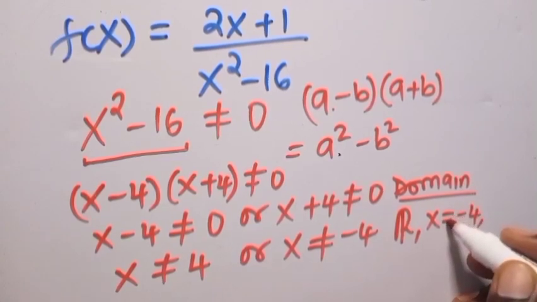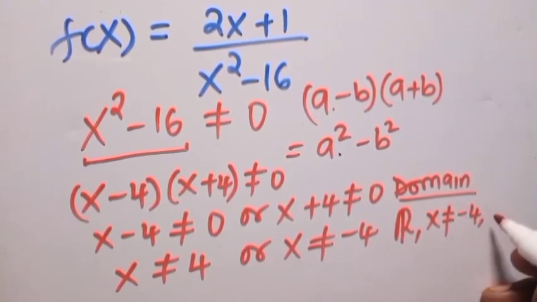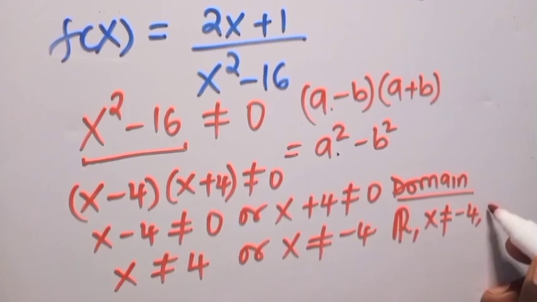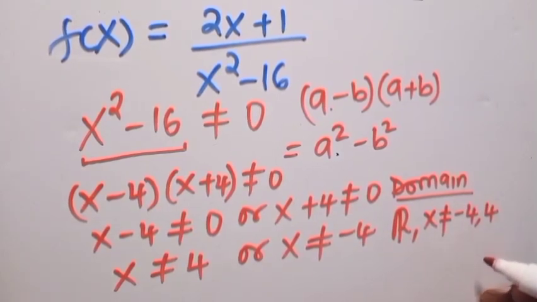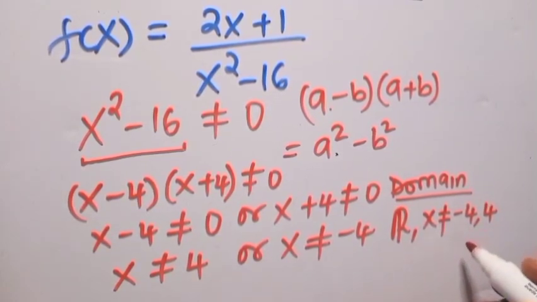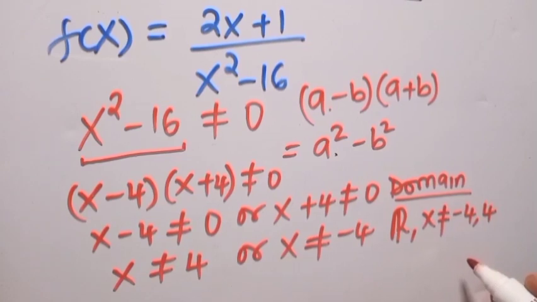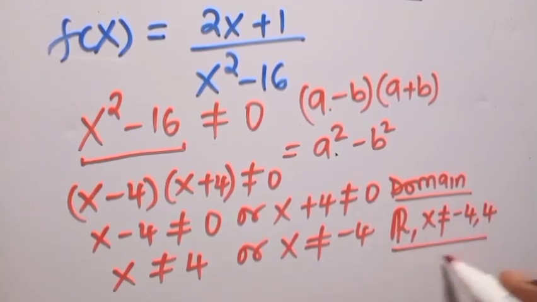That is, except x is -4 or 4. Those are the two exceptions that we have. This is the domain of this function.